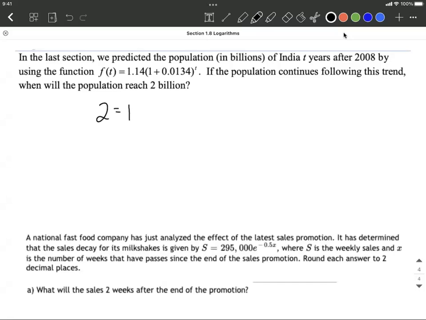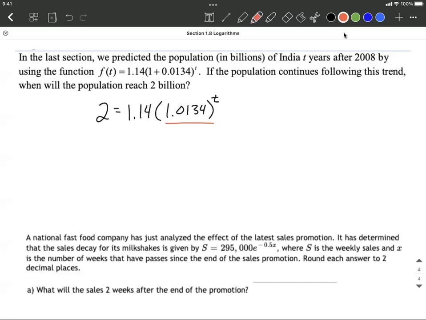f of t is equal to 1.14 times 1.0134 raised to the t power. All right, so we have an exponential equation. We want to solve this down. So the first thing we want to do is isolate the exponential part. Get this on one side by itself.